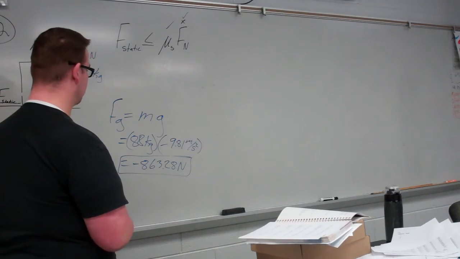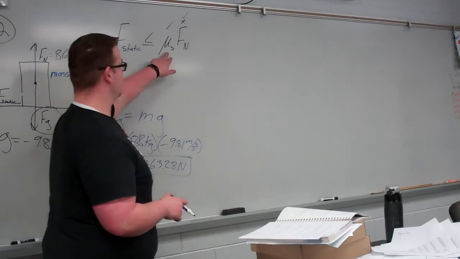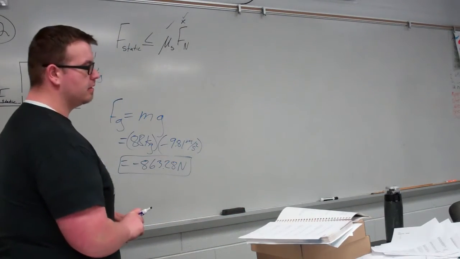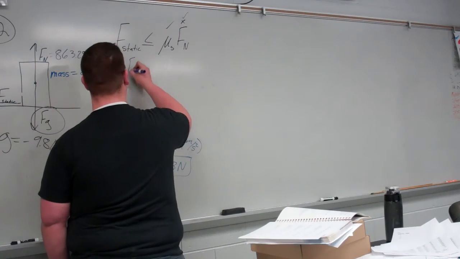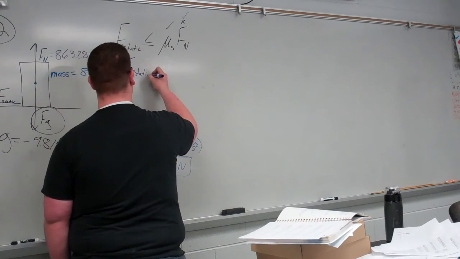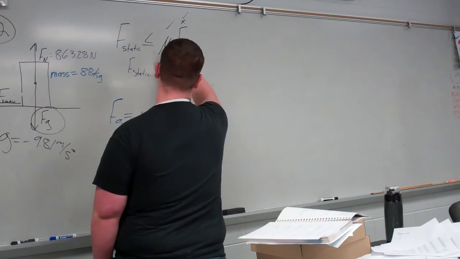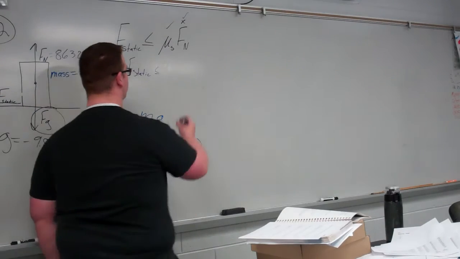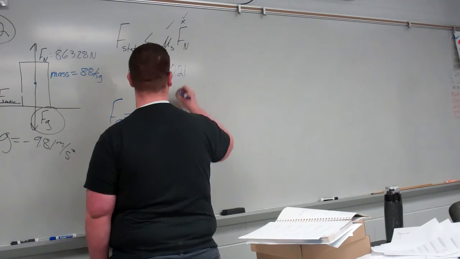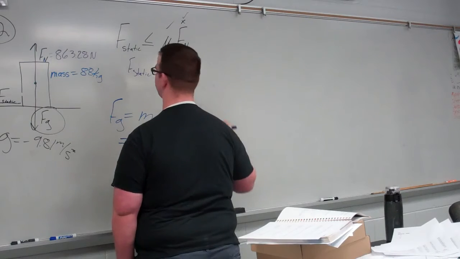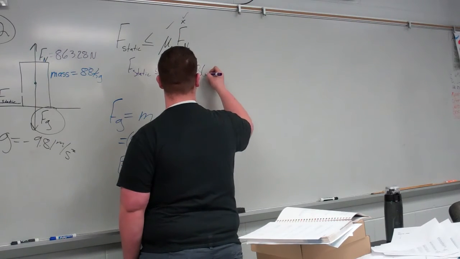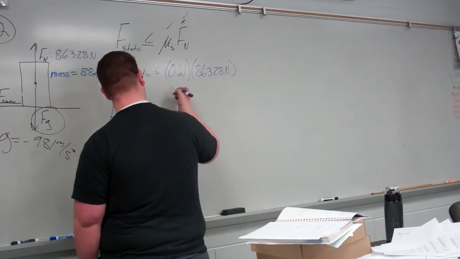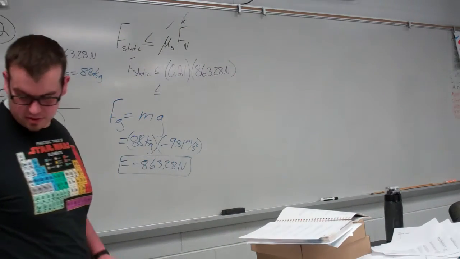What is mu sub s? That's the coefficient of static friction. So in this case, the force of static friction is less than or equal to the coefficient of static friction from the problem, 0.21, times the normal force, which we found to be 863.28 newtons.